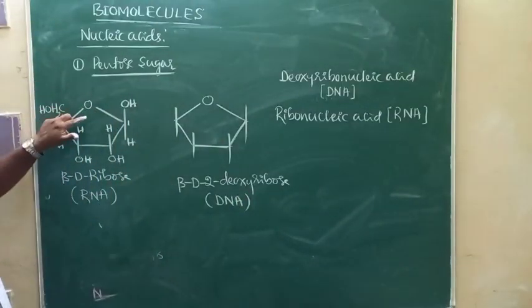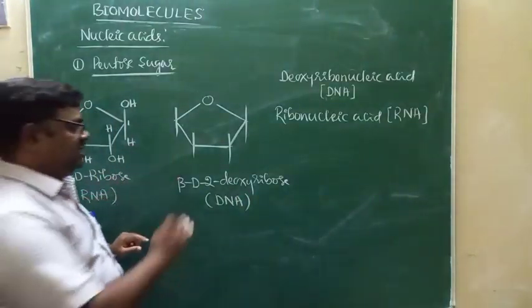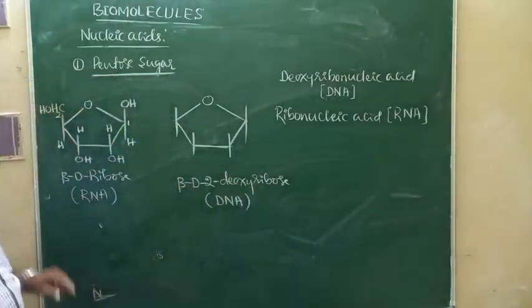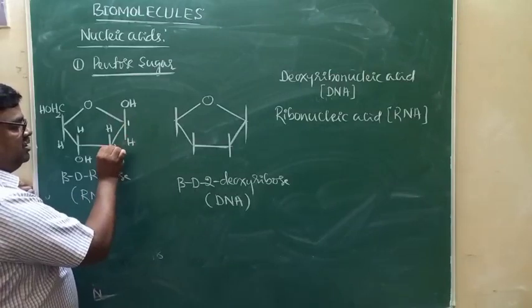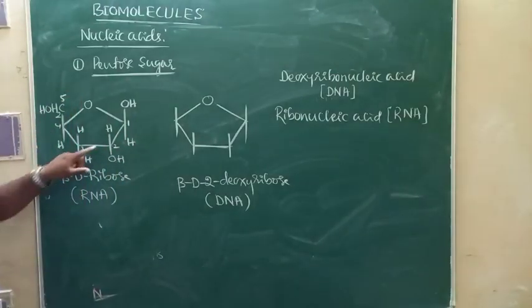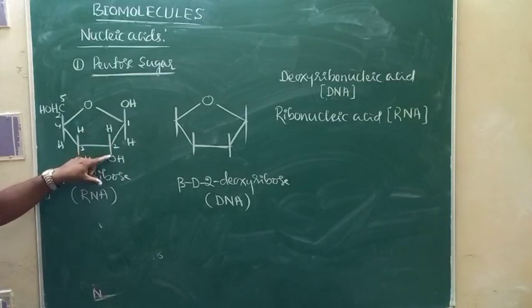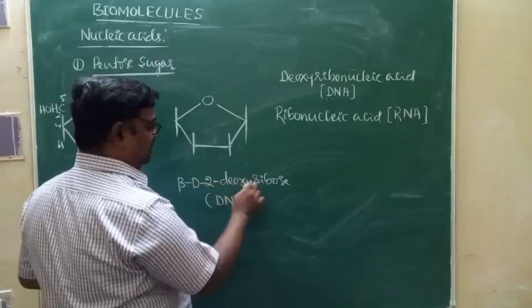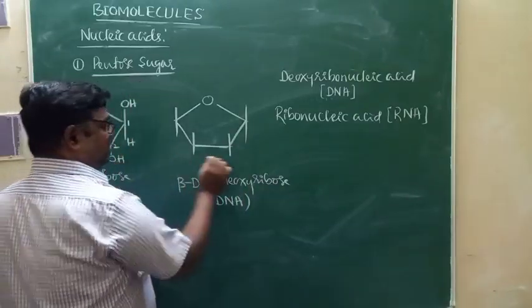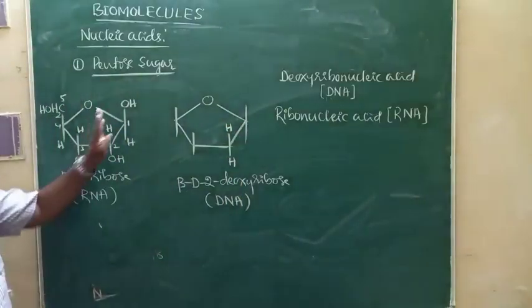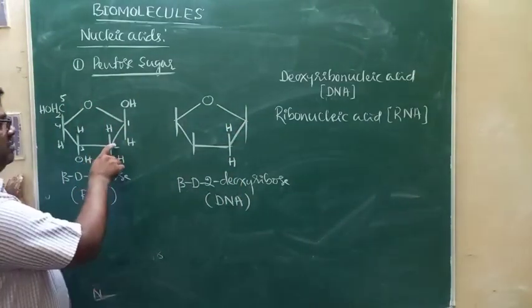Let's observe. I can make use of this structure in order to write. This is beta D2 deoxyribose. Look at this. This is position number 1, this is position number 2, this is 3, this is 4 and this is 5. In the second position, we have an OH group. But here, in the case of beta D2 deoxyribose, one oxygen is removed and you write H here and of course H. The remaining will be the same.